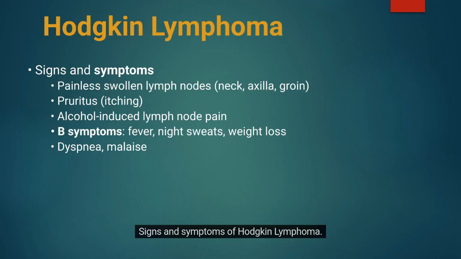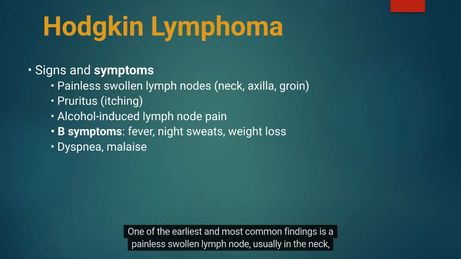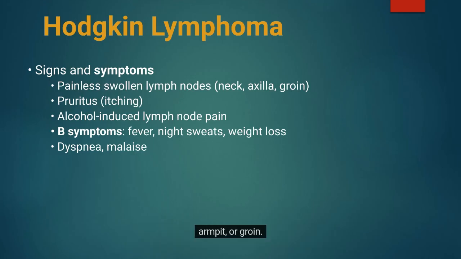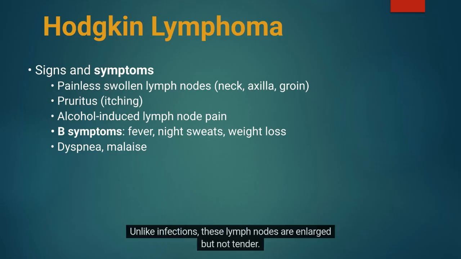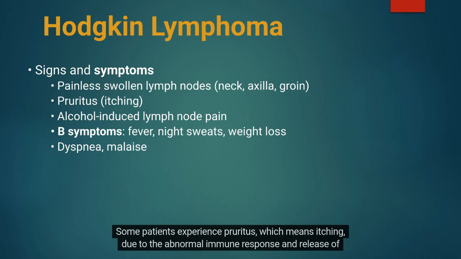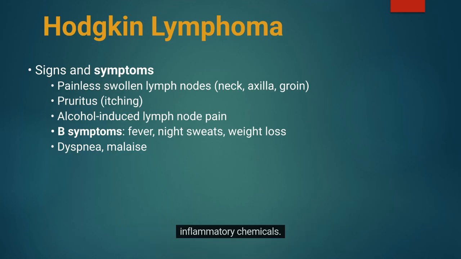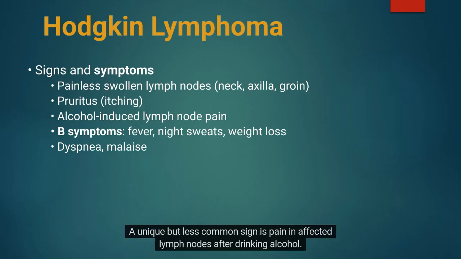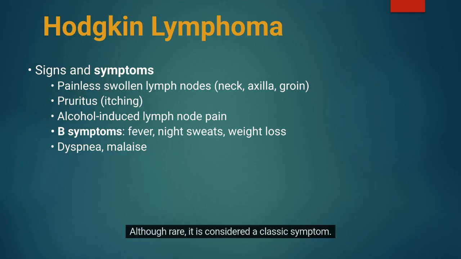Signs and symptoms of Hodgkin lymphoma. One of the earliest and most common findings is a painless swollen lymph node, usually in the neck, armpit, or groin. Unlike infections, these lymph nodes are enlarged but not tender. Some patients experience pruritus, which means itching, due to the abnormal immune response and release of inflammatory chemicals. A unique but less common sign is pain in affected lymph nodes after drinking alcohol. Although rare, it is considered a classic symptom.